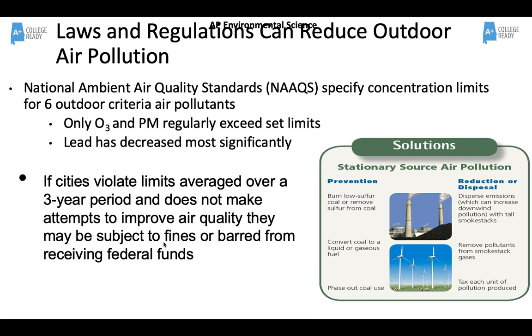So there are some other laws and regulations about air quality. You've got the National Ambient Air Quality Standards. These specify the concentration limits for 6 outdoor criteria air pollutants. And as of right now, only ozone and particulate matter regularly exceed the set limits. So for the most part, out of the 6 total that they monitor and set concentration limits for, only ozone and particulate matter are breaking those limits frequently. Lead has really gone down significantly once we realized the effect it was having on children especially.